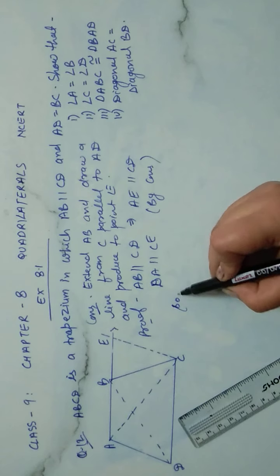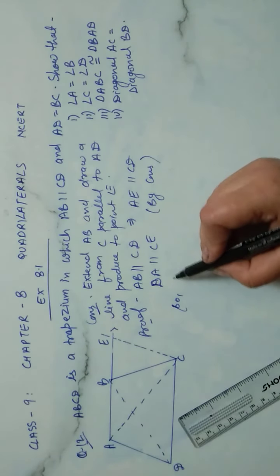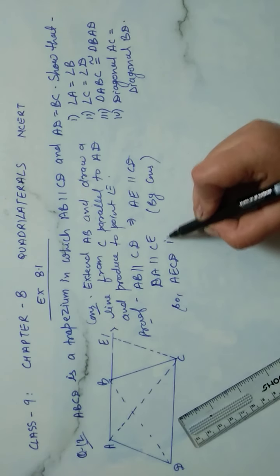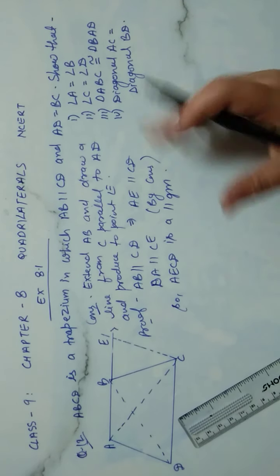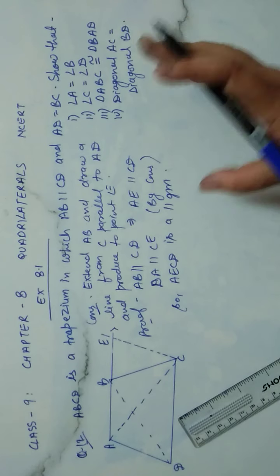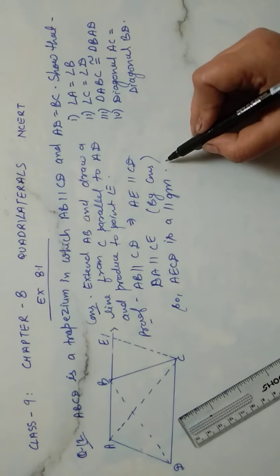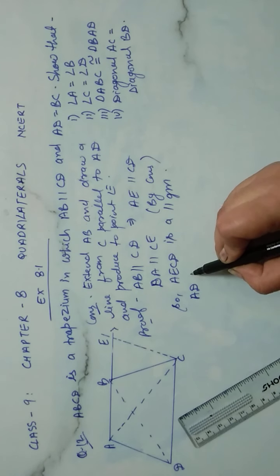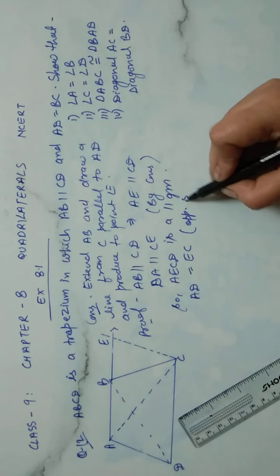So what we have concluded: if AE is parallel to CD and AD is parallel to CE, then AECD is a parallelogram. Now that we have proved it is a parallelogram, we will utilize the properties of a parallelogram for proving all these things. Now in this parallelogram, we have AD equal to EC, opposite sides of a parallelogram.